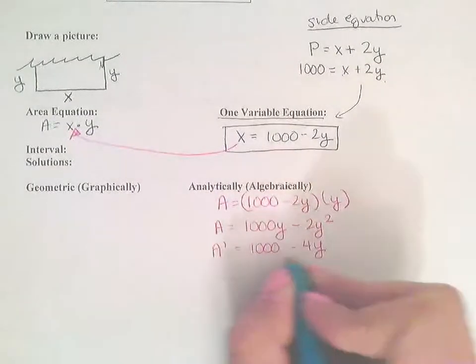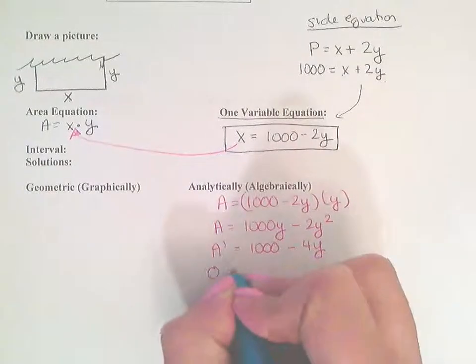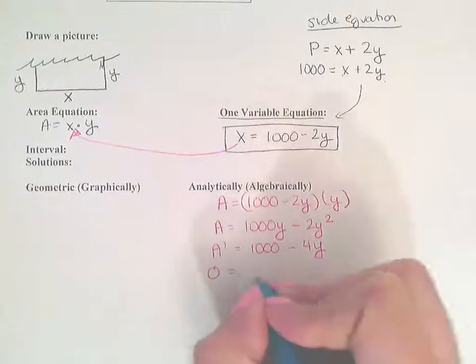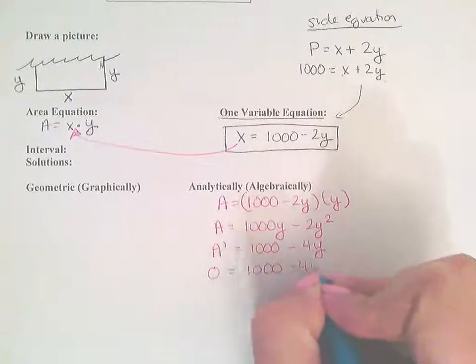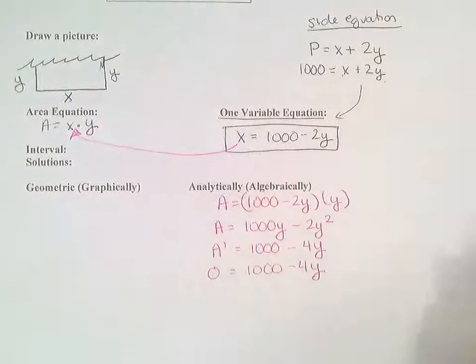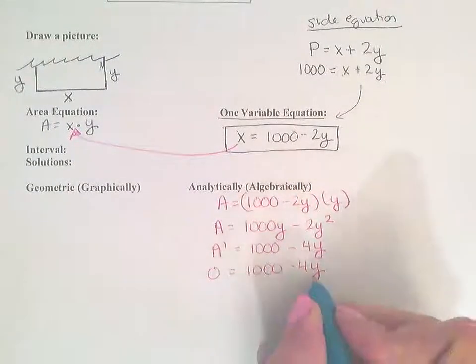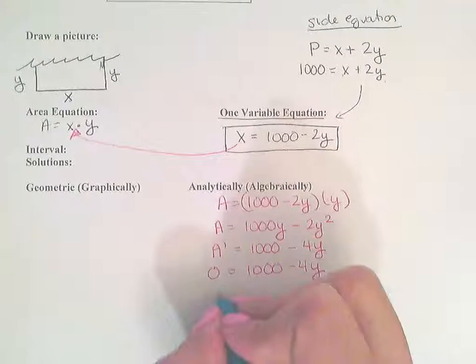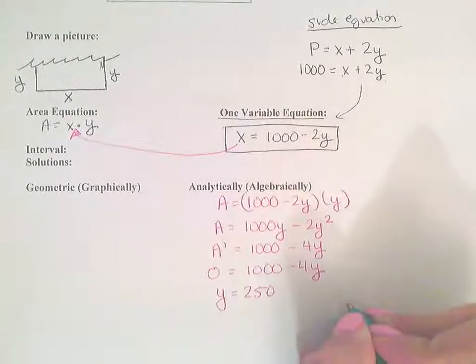And now when you take the derivative, you want to find the critical point. So that means you want to set it equal to 0. So this is 0 equals 1,000 minus 4y. We're going to solve for y. So I'm going to subtract 1,000, divide by -4. I end up with y equals 250.